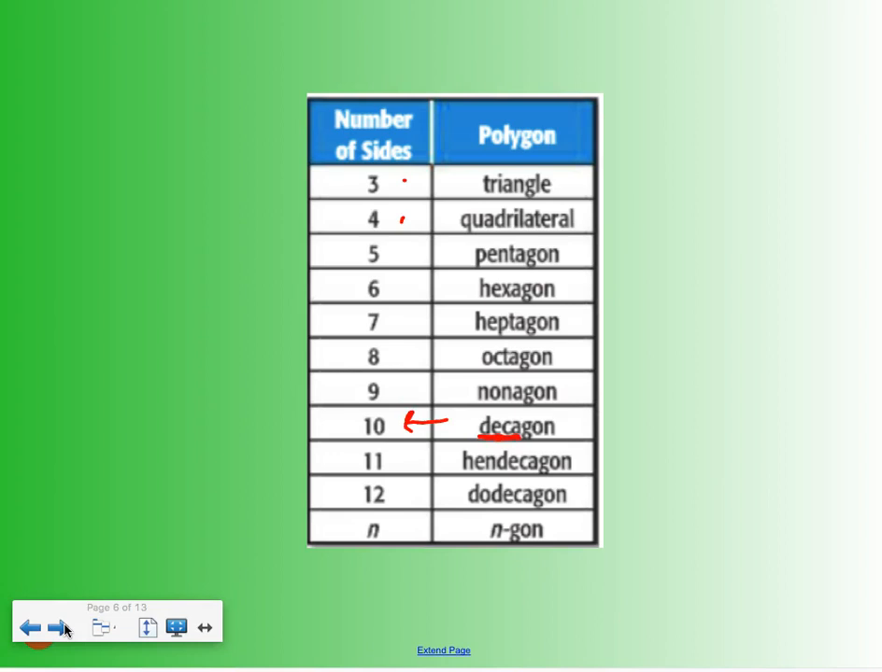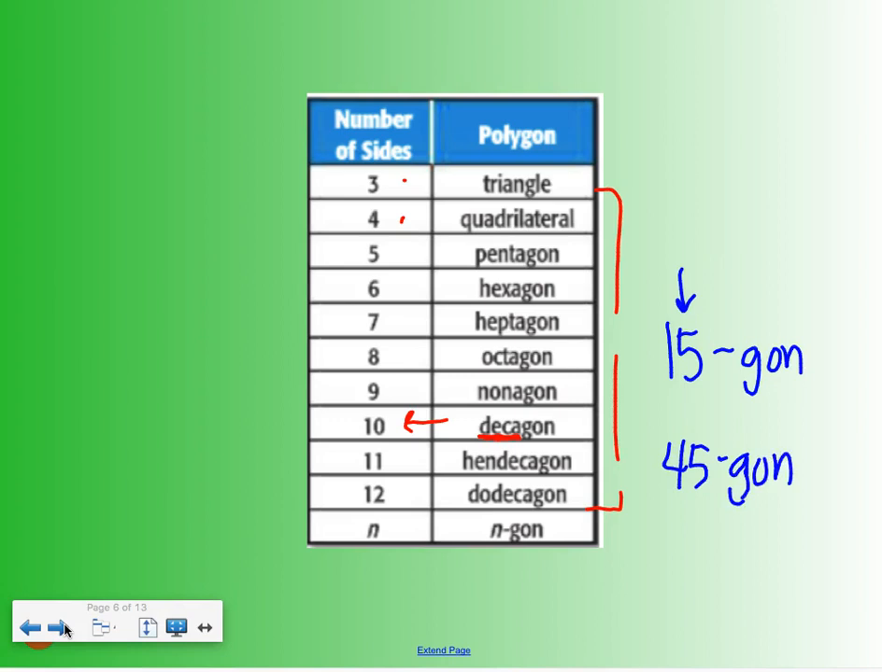And then once you get past 12 sides, we don't really have a special name like we do for these. So what you would do is, let's say I had a 15-sided figure, it's a 15-gon. A 45-sided figure, a 45-gon. That's what you could do, because we don't have a special name for those shapes that we don't ever see in real life. Sorry that this is turned on your notes, but I ran out of space, so that's how it had to be.